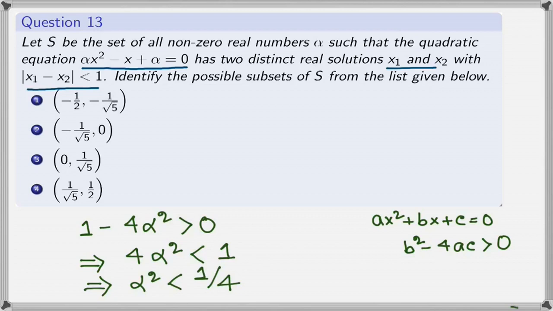Hence clearly the set given in option 1 is a subset of the set S. Also, the set given in option 4 is a subset of the set S, but the sets given in option 2 and 3 are not subsets of S. Therefore, here the first and the fourth options are correct.